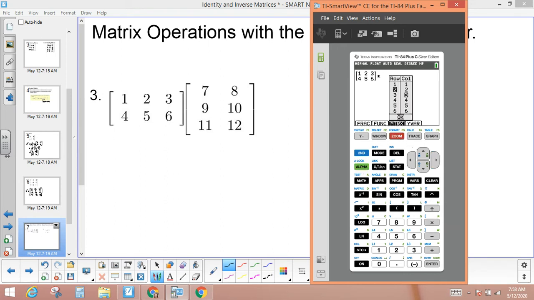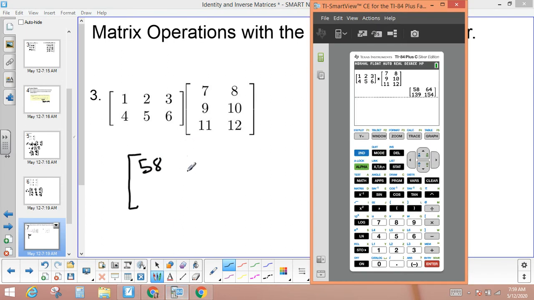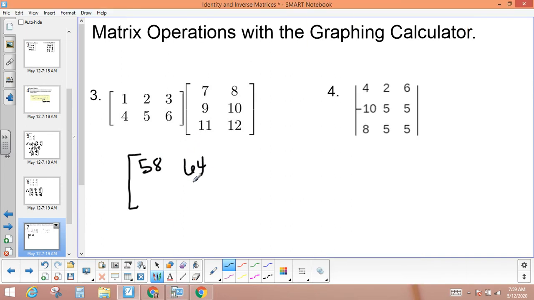Okay, then we're going to say I want to multiply by, and let's go back to alpha zoom so that we can get a matrix. And this time we want it to be a 3 by 2. All right, and this is 7, 8, 9, 10, 11, 12. Then you just hit enter, and it tells you that when you multiply those, you get 58, 64, 139, and 154.